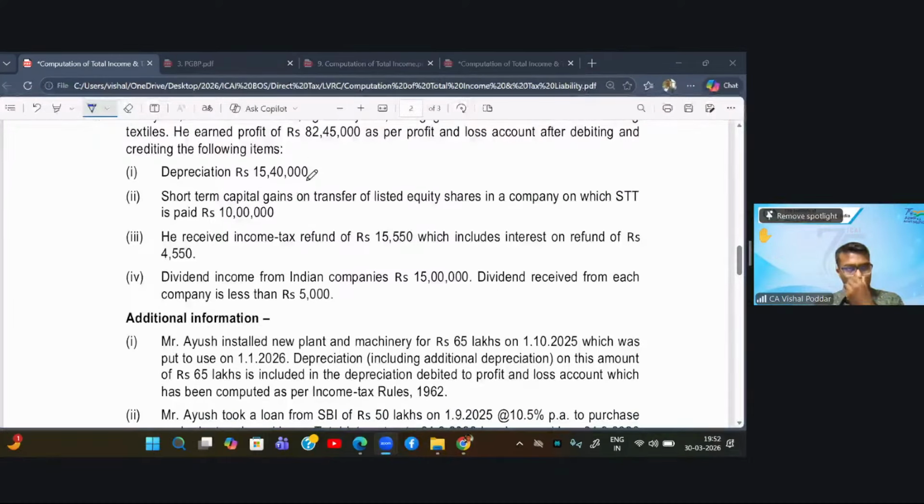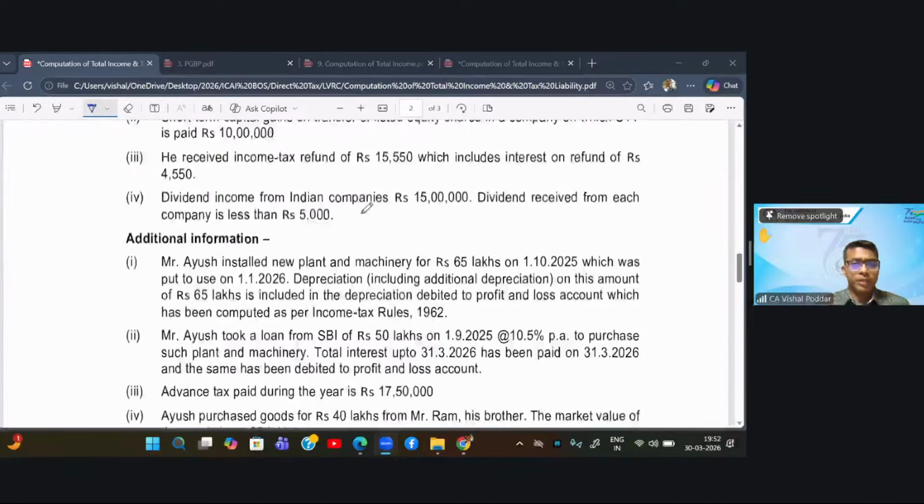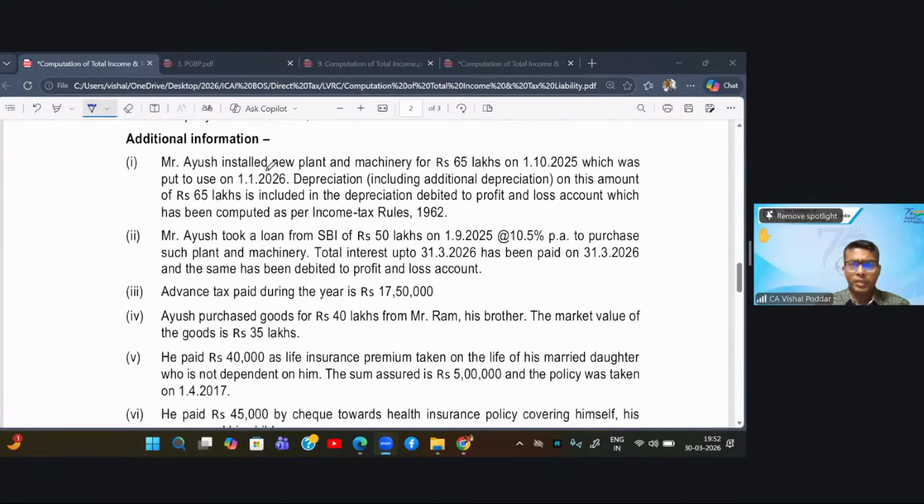Depreciation as per books, this we will fully add. Short-term capital gain, this we will subtract because this is not part of PGBP. Received income tax refund, again this entire amount will be subtracted. Dividend from Indian companies, again this entire amount will be subtracted. Additional information, it installed new plant and machinery on 1/10. Now see, it is installed on 1/10 and it is put to use on 1/1.